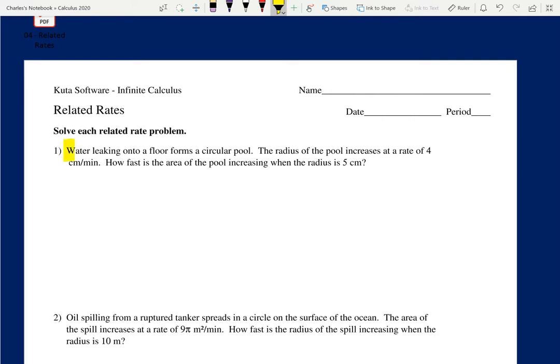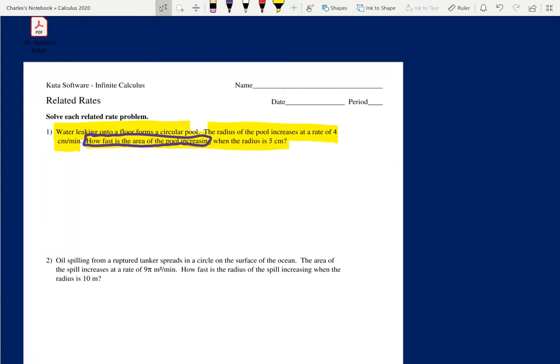Water leaking onto a floor forms a circular pool. The radius of the pool increases at a rate of 4 centimeters per minute. How fast is the area of the pool increasing when the radius is 5 centimeters? Okay, so a lot of stuff is given to us. The information that we need is how fast the area of the pool is increasing at a particular point in time. I would recommend trying to solve this on your own. Maybe pause me for a second to try to solve it if you have time, but I'm just going to go ahead and solve it.